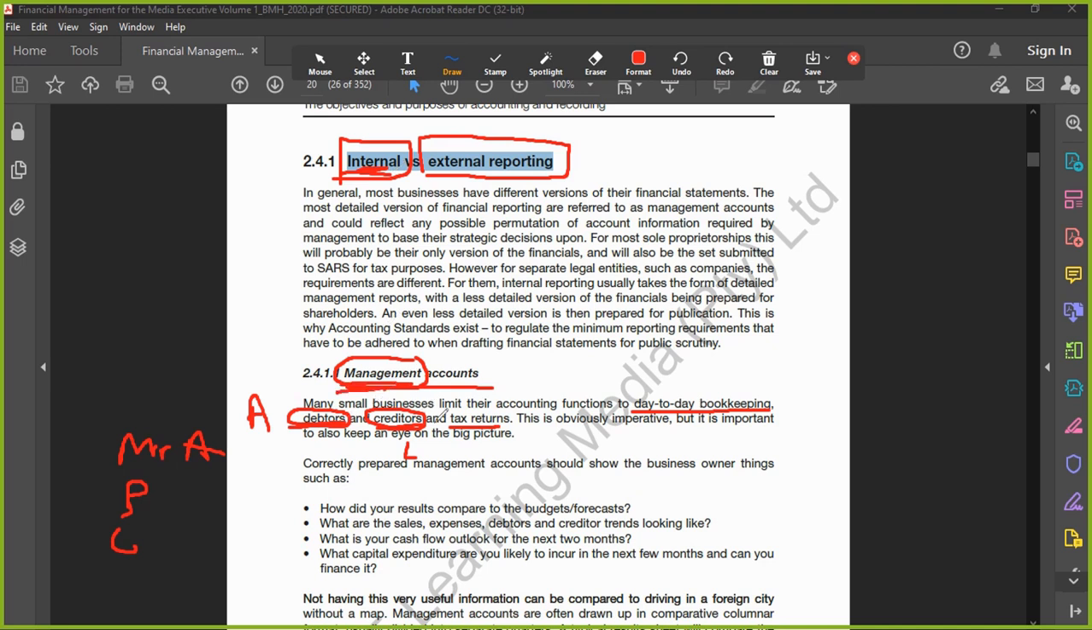All right, so just remember big picture thinking. Management accounts show detail. It shows the depth in terms of budgets, forecasts, expenses, etc. These are all some questions that you can maybe consider in terms of management accounts and what that entails. So just to keep it simple, management accounting is detailed and it's internal. Financial accounting is less detailed, more summarized, and let's look at external reporting.